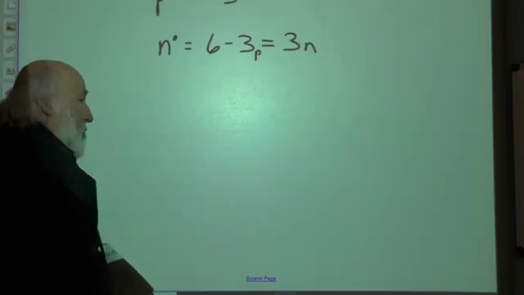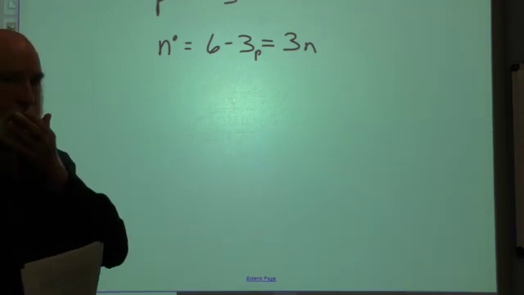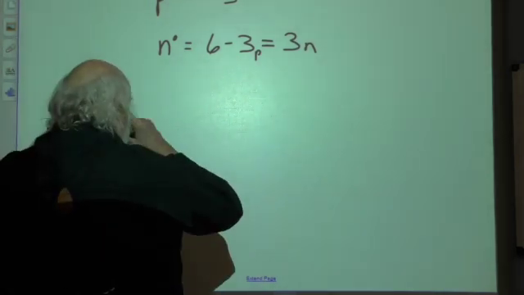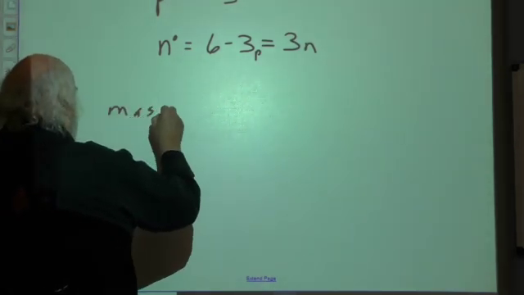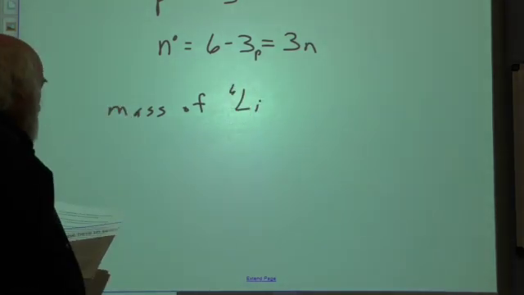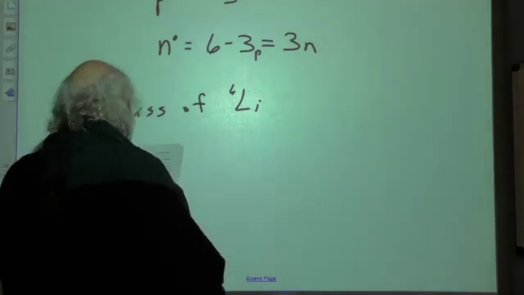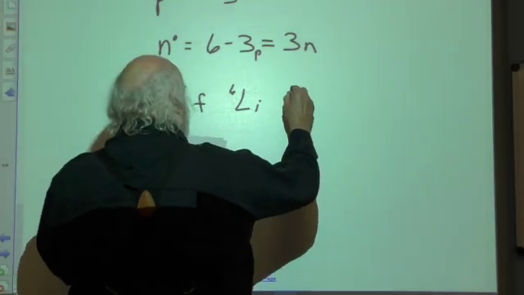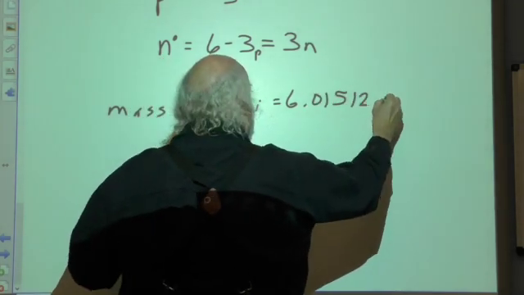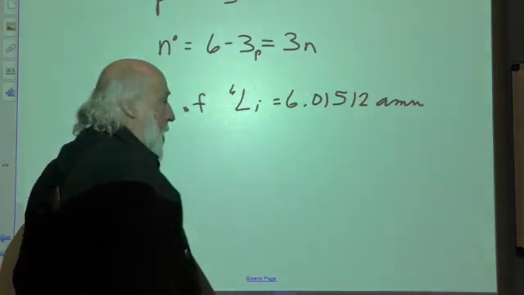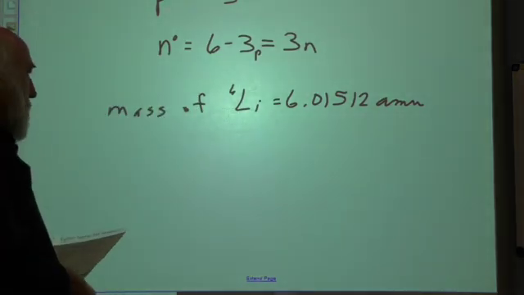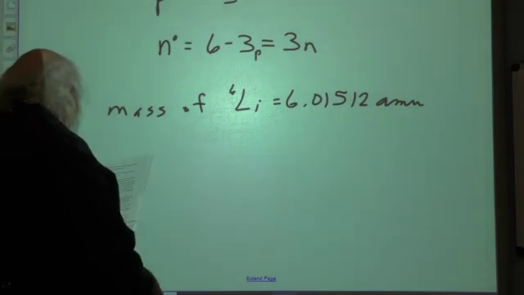In the chart that I've given you in this lesson, I have a listing of things. One of the things that you need to look up is the mass of the lithium-6 isotope atom, and you find that it is 6.01512 AMUs. Remember, AMUs is atomic mass units. That's the average number of protons and neutrons in that particular isotope.